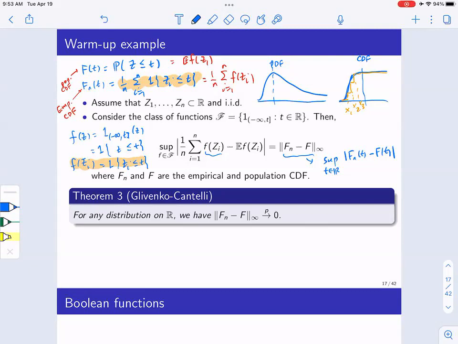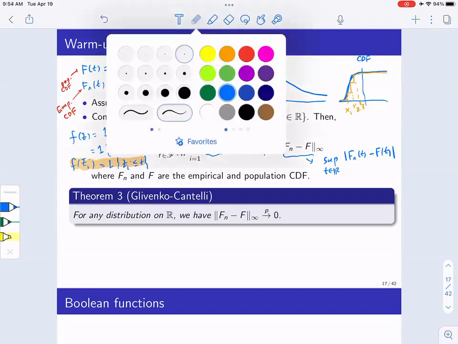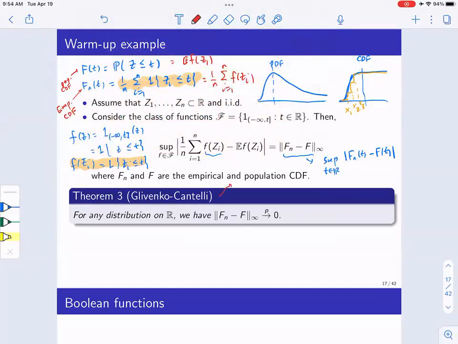And then the classical result is that this quantity converges in probability to zero for any distribution on R. There's no assumption. And in fact, almost surely. This is called the Glivenko-Cantelli result, and it's an example of the so-called classical uniform law of large numbers. And there are a lot of extensions and a lot of classical developments that follow from this type of result.